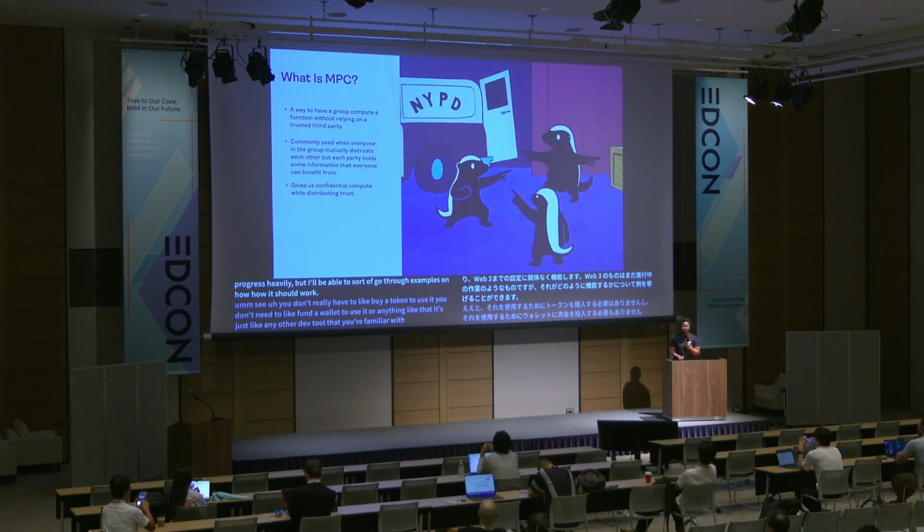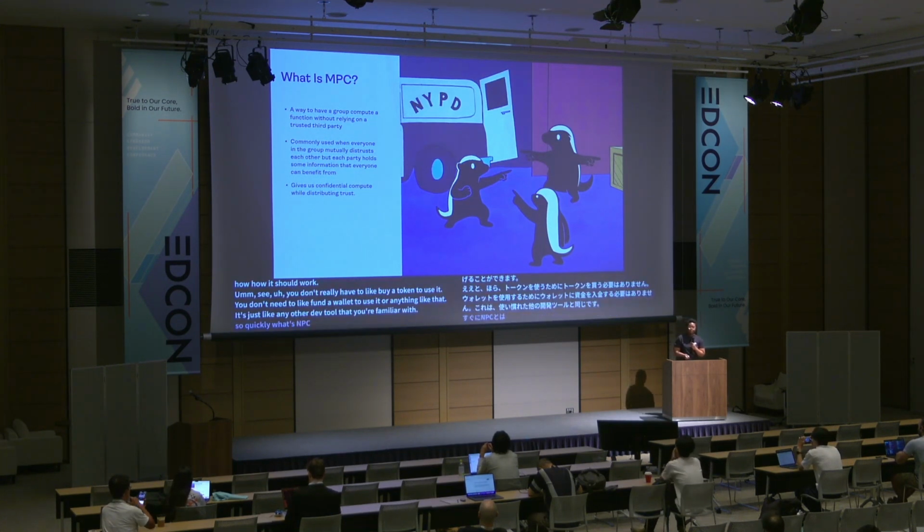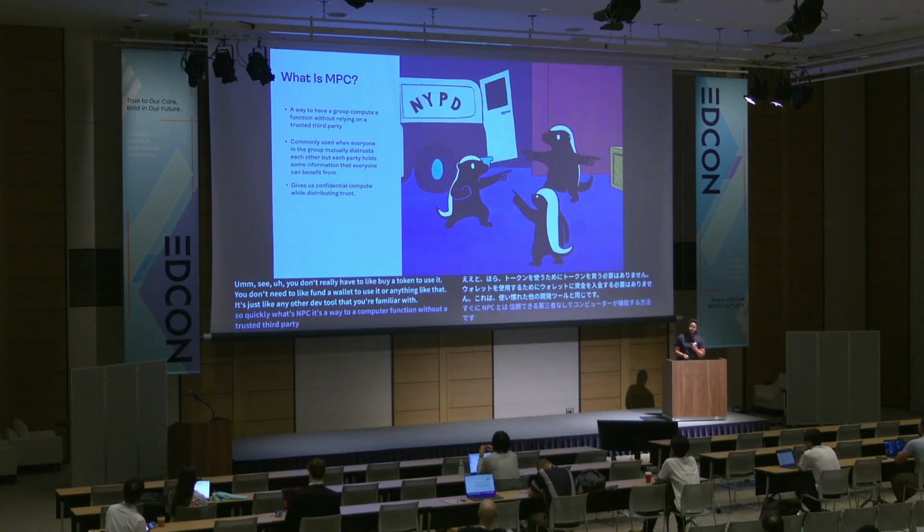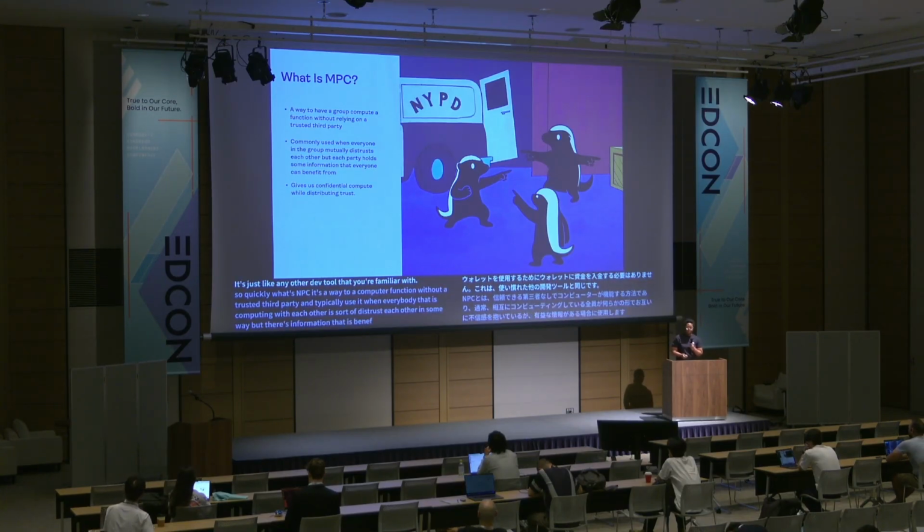So quickly, what's MPC? It's a way to compute a function without a trusted third party. And typically you use it when everybody that is computing with each other sort of distrusts each other in some way, but there's information that is beneficial to everybody. And so this gives us confidential compute while also distributing trust.